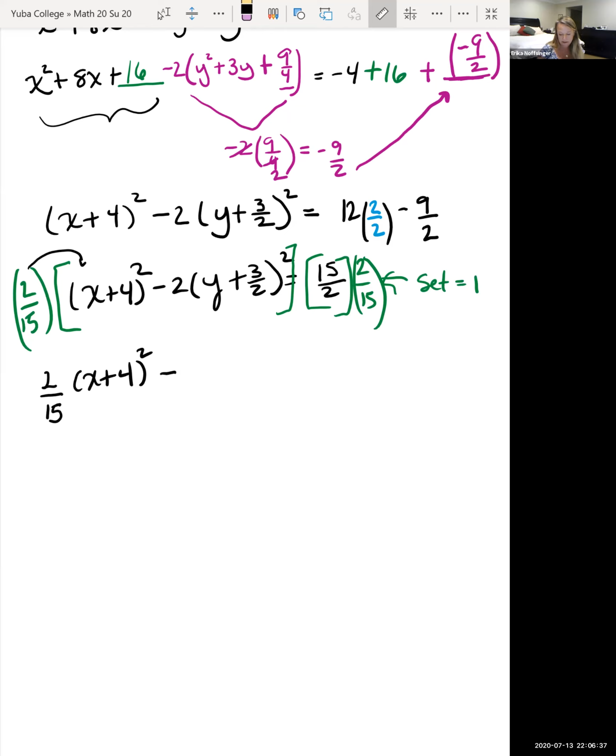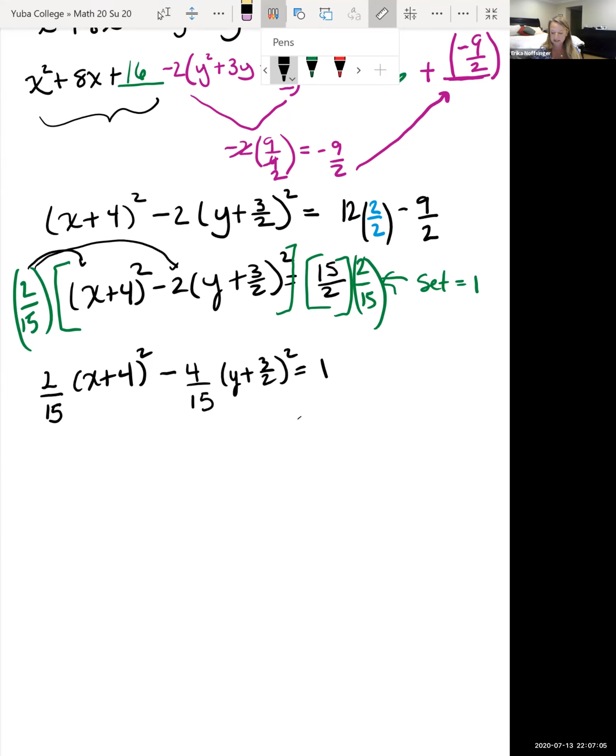minus, so 2/15 times 2 is 4/15, all times y plus 3/2 quantity squared equals 1. Okay, so again, we got a little bit of a problem because these coefficients, when we multiply both sides by 2/15 to make that 1, it didn't cancel things out, and it didn't make a coefficient of 1 in the numerator. We need that coefficient of 1 to be in the numerator.